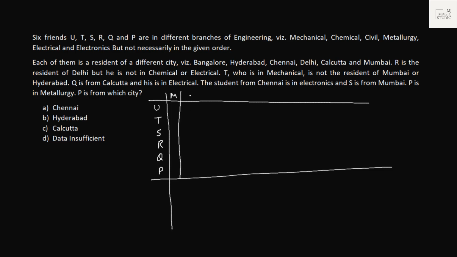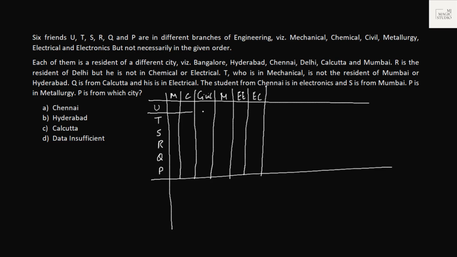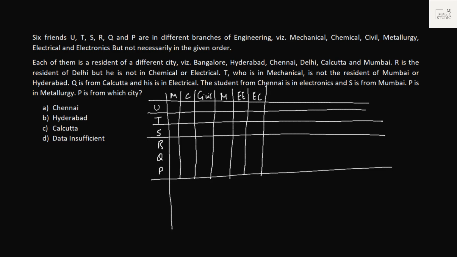Mechanical, then we have chemical, civil, metallurgy, electrical (double E), and then electronics, EC. Six people, six branches. How quickly we can prepare this grid is all that matters, but not necessarily in the given order.